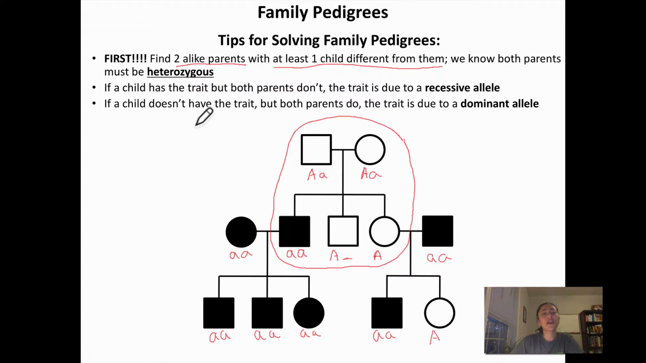On the other hand, if a child doesn't have the trait, but both parents do, in other words, the child's not colored in, but both parents are shaded, then the trait is due to a dominant allele.